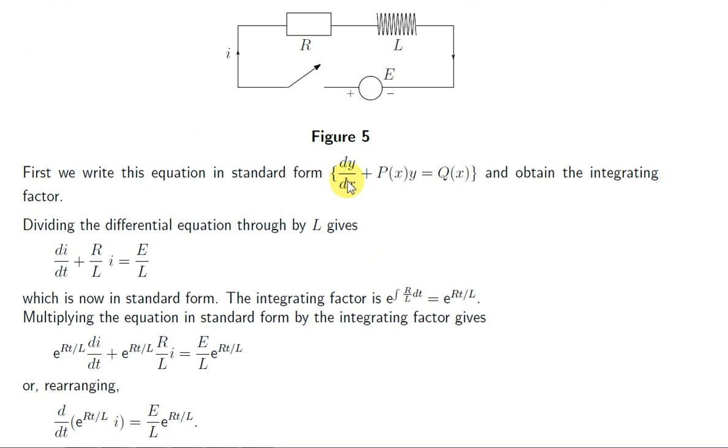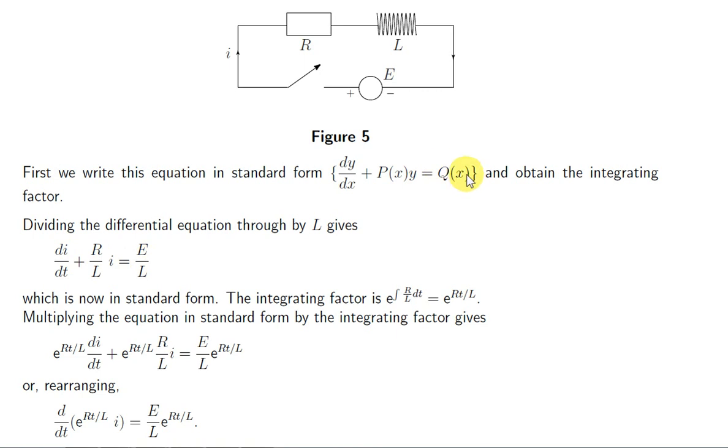So in general we have our first order derivative, then we have a function of the independent variable multiplied by the dependent variable. So R over L is just a constant. Well, we can consider that a function of time, but time doesn't actually come into it. That's okay. It's okay if it's a constant. And after it we have the dependent variable. In general it's called Y, but here it's I, the current.